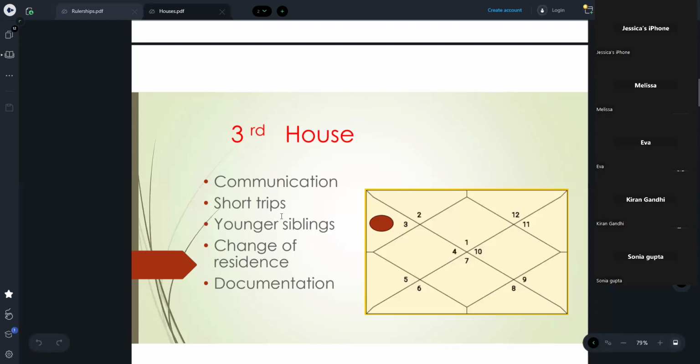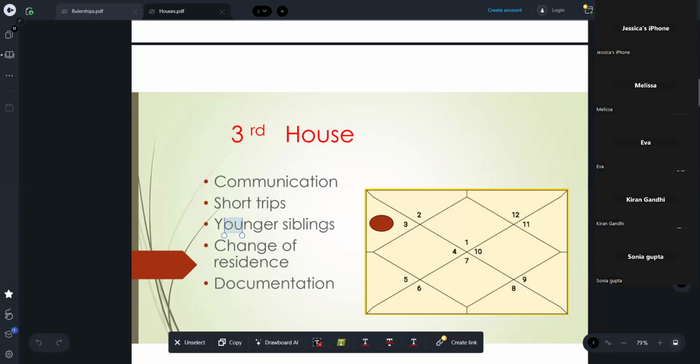It represents your younger siblings. Okay. Younger specifically. Older siblings is a different house. We'll get to that. But this is specifically your younger siblings. It also shows a change of residence.